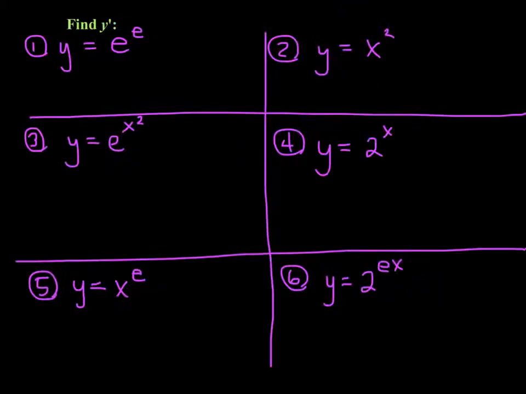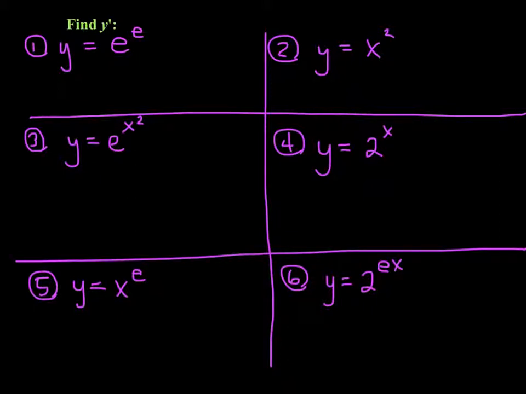Okay, the last thing we're going to do is I have 6 examples here that all kind of look very similar, but we want to just make sure that we recognize when do we have an exponential function, when do we not, and make sure that we're applying the rules for our exponential functions only when we have the exponential function. All right, so we're just going to go ahead and find y prime given each of these different examples. So the first one is y equals e to the e.